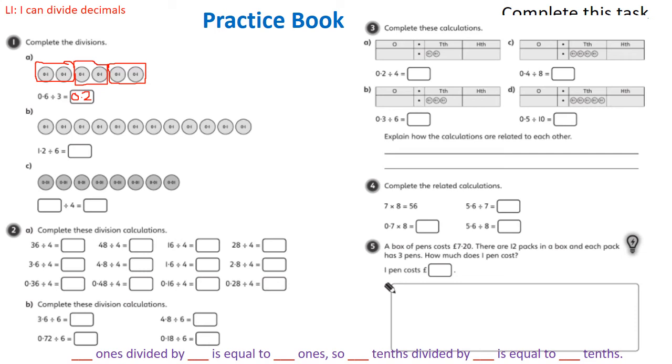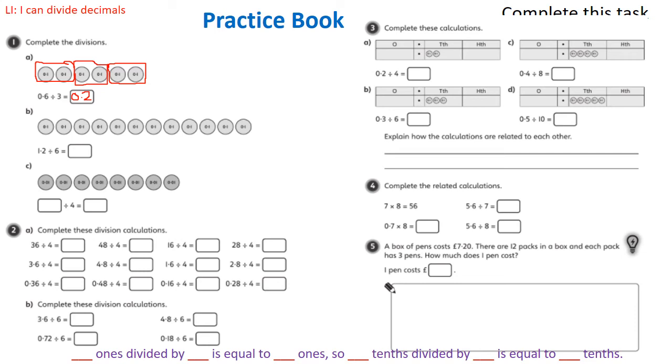Part B, complete the division calculations. Again, think about what you already know. Use the stem sentence to help you. Just be careful when you're writing your answer that if you've got a number of tenths or a number of hundredths, the last digit goes in that column on your place value chart.